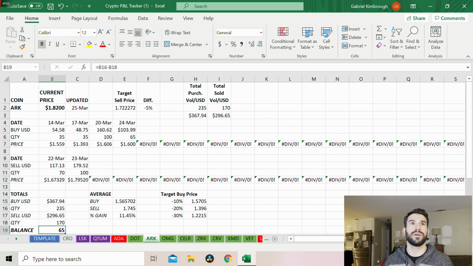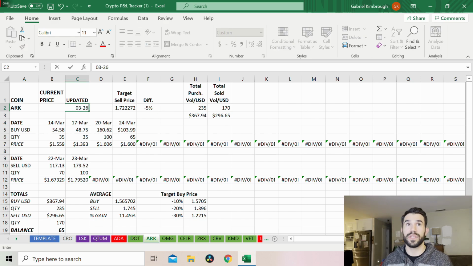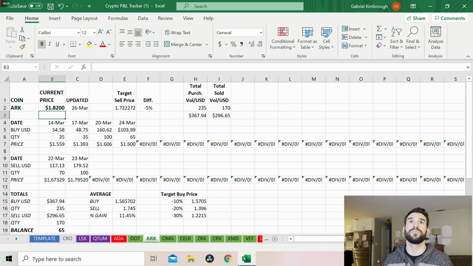Okay, we'll move on to ARK, and it was at 182. Actually, maybe I have updated that one already. Either that or it didn't change since yesterday, 182. Now I have in here also my target sell price. So this is a difference. It says minus 5%, but the way I have it calculated, that's actually a good thing. I'm 5% over what my target sell is.